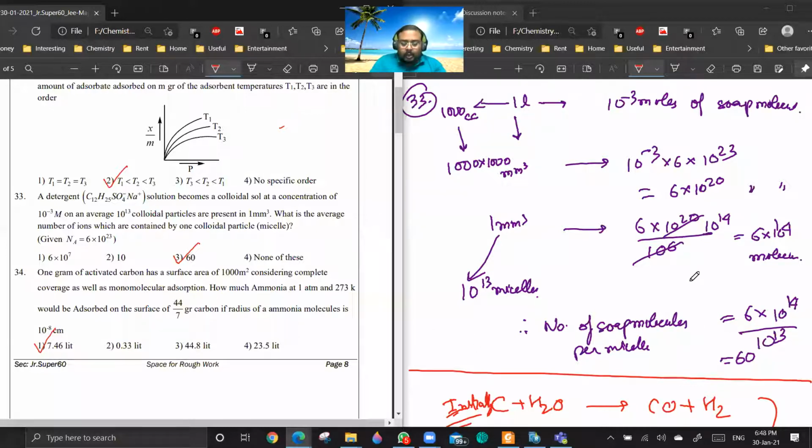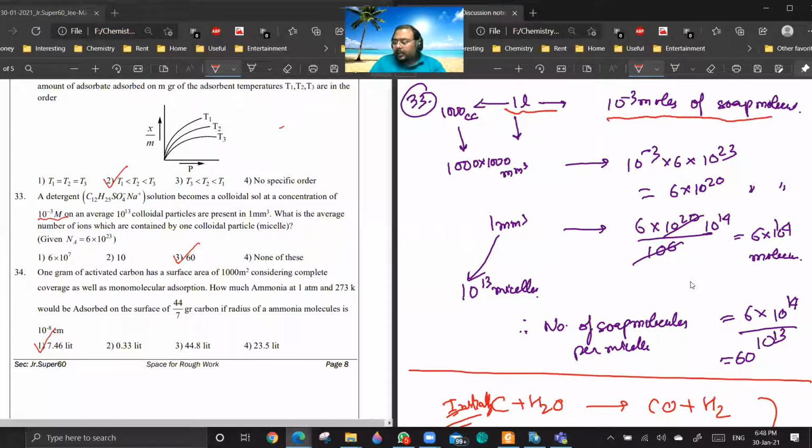You see, it is given that you have a detergent which has a concentration of 10 power minus 3 molar. This means 1 liter contains how much? 10 power minus 3 moles of soap molecules. Yes or no?